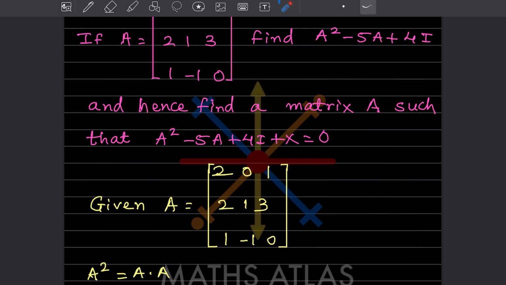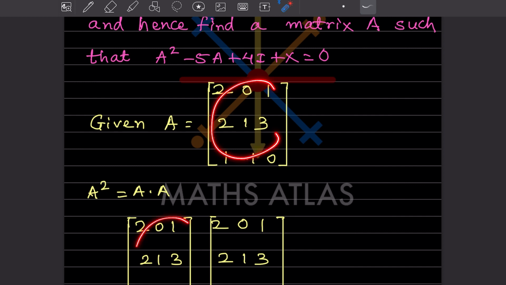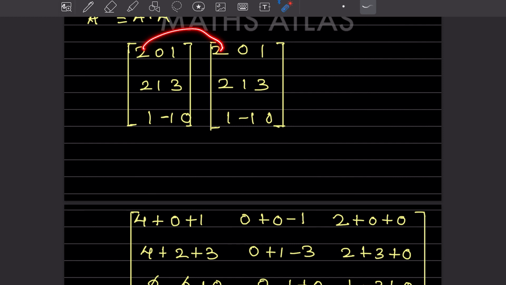So first, we will find A square minus 5A plus 4I. Now look here, this A is given, A square. A square means 2 times this same matrix. So after multiplying, what is this going to be? 4 plus 0 plus 1. Then here 4 plus 2 plus 3. 2 minus 2, and this is 0.